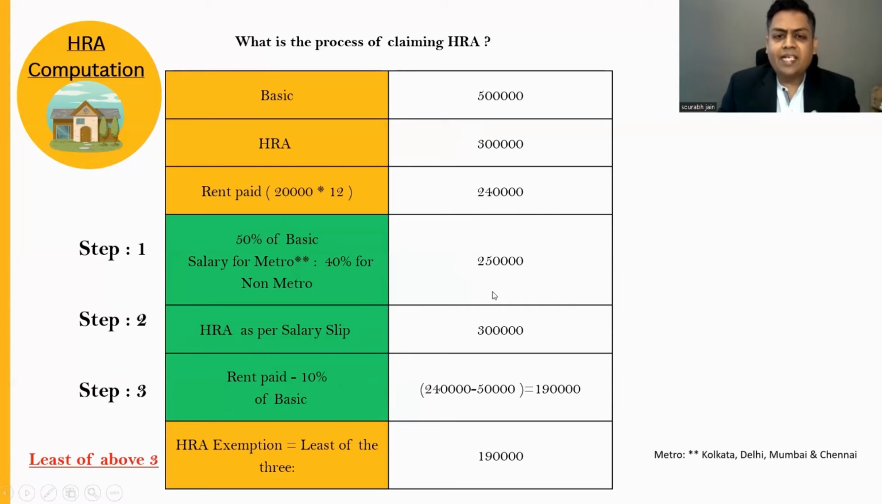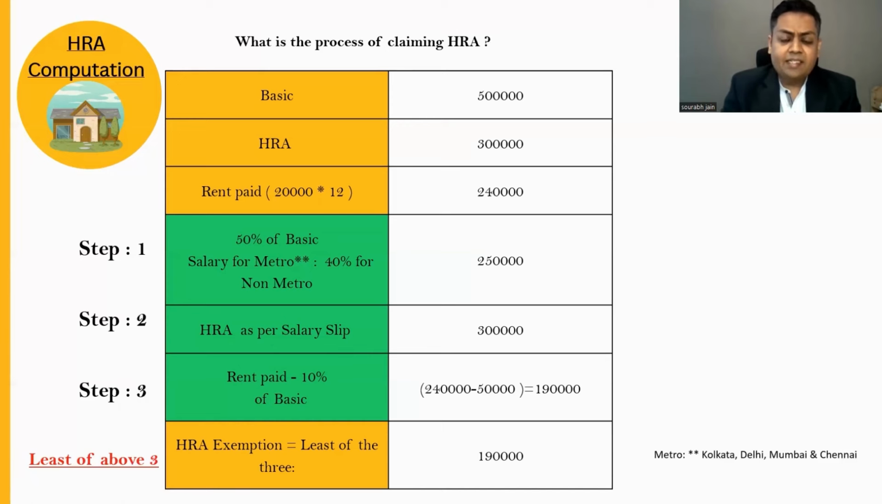Now what Income Tax says is you need to consider the least of these three while considering your overall HRA exemption. The least of these three is 1,90,000. So you would find that when your final Form 16 comes, your organization would take 1,90,000 as part of your HRA component, which will get exempted from tax. I hope this is clear to all of you.